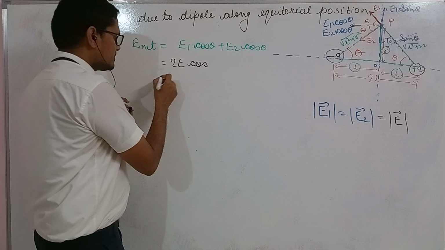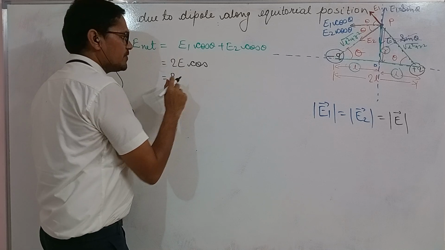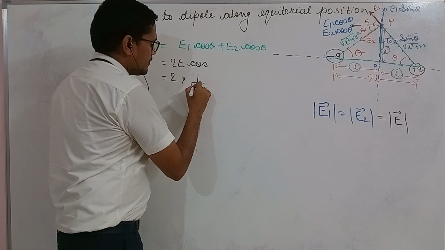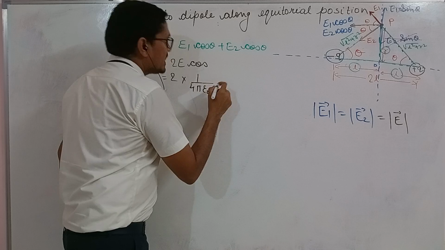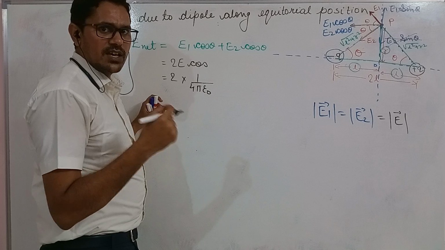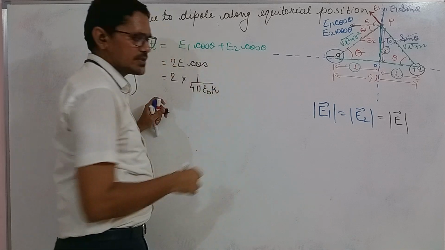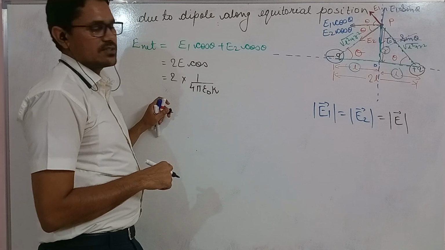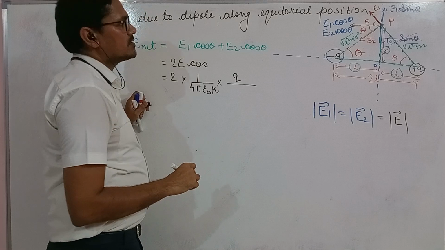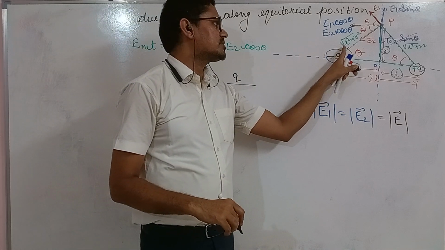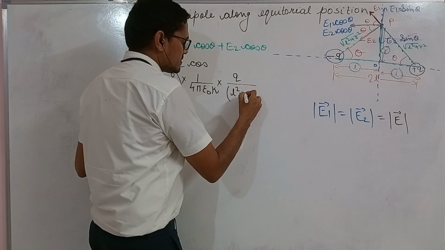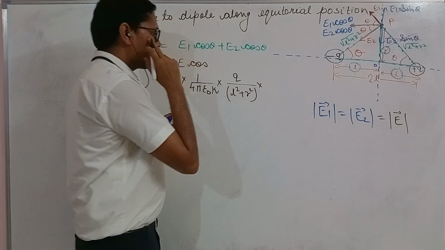Let's put the value of E here. So we'll be getting 2 into the value of E. The value of E would be given by 1 by 4 pi epsilon naught. If we are keeping the same whole system in a medium having dielectric constant K, then the expression becomes this much, where K is the dielectric constant of the medium, multiplied by the charge divided by the square of the distance between the charges. So the square of the distance is L square plus R square, multiplied by cos theta.